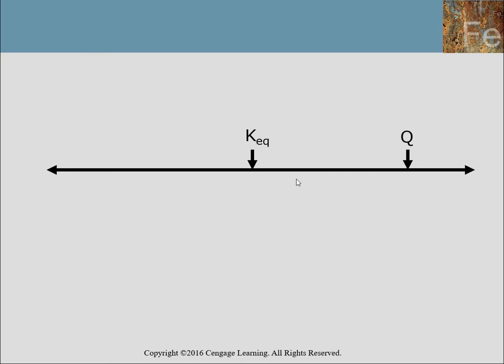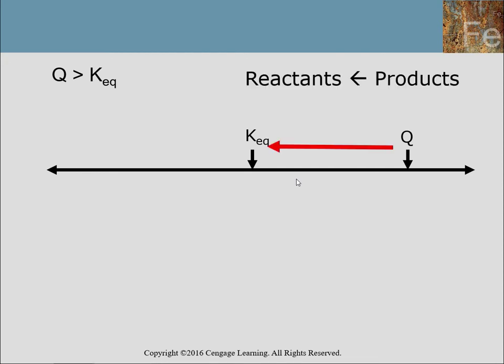If my Q is on this side, same logic. Q is greater than KEQ. Remember, the numbers on the right-hand side of a typical number line are bigger than the ones on the left-hand side. And the Q is bigger than my KEQ. Then what's going to happen is the reaction is going to go from products to reactants. My products are going to be lost and my reactants are going to be created in order to get to KEQ.